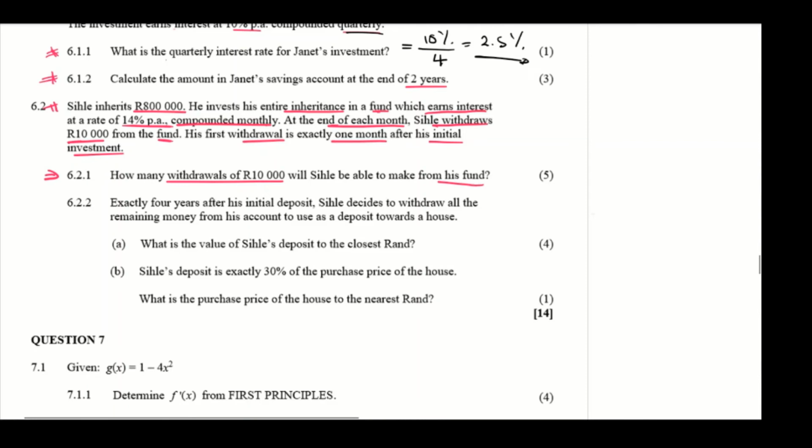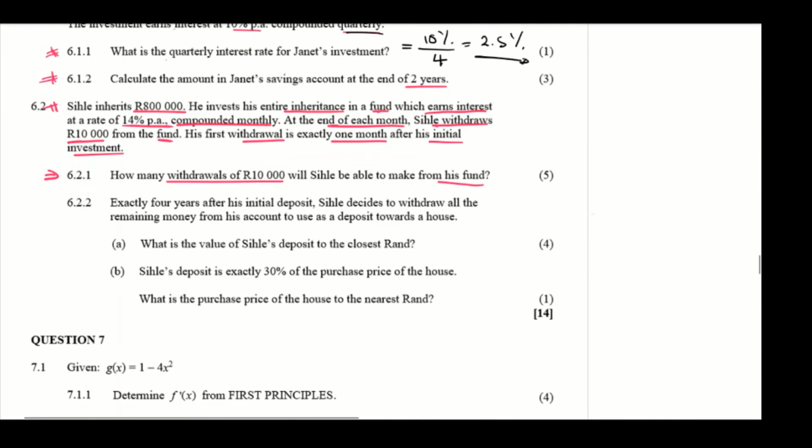So now we go to 6.2.2, which says that exactly 4 years after the initial investment, Sihle decides to withdraw all the remaining money in his account. So in 4 years' time, he just wants to withdraw the entire amount of money in his account. The first question asks: what is the value of Sihle's deposit to the closest rand?